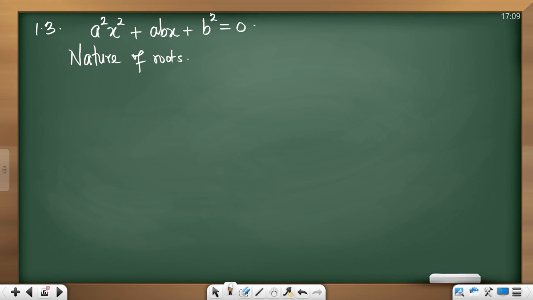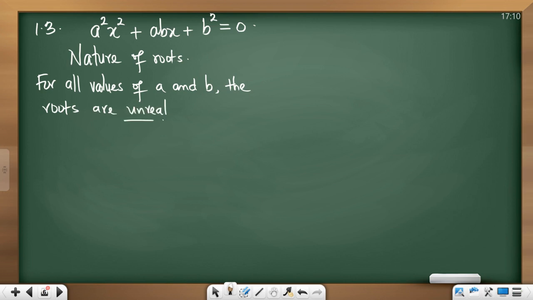Okay, so if the question says show that for all values of a and b, the roots are going to be unreal. Show that for all values of A and B, the roots are unreal. Quickly, what does it mean when we say the roots are not real? It simply means that our discriminant must be less than 0. And what's our discriminant? B squared minus 4AC.